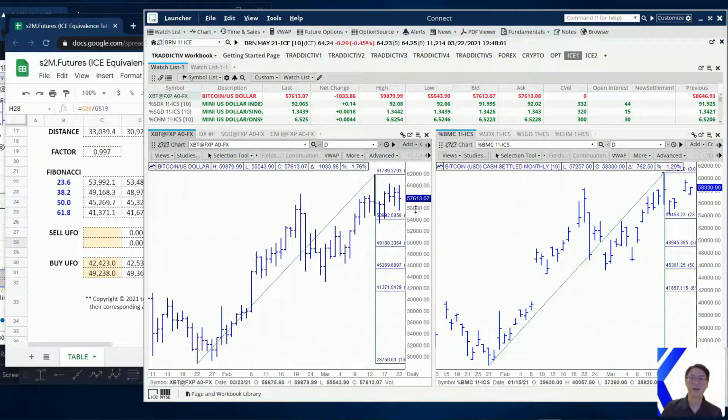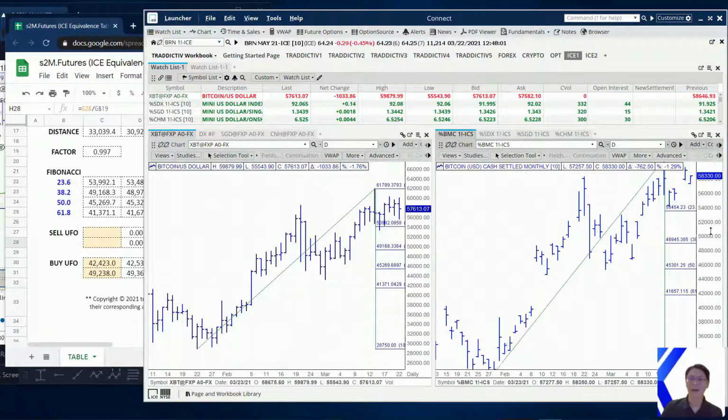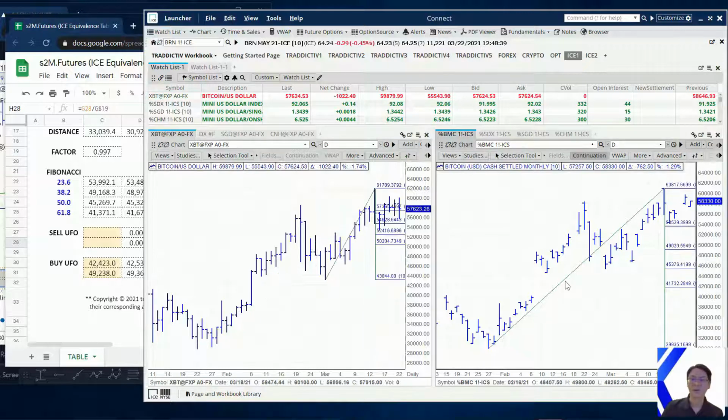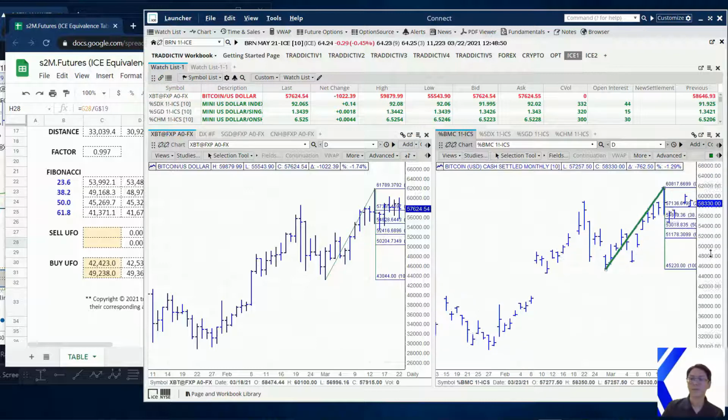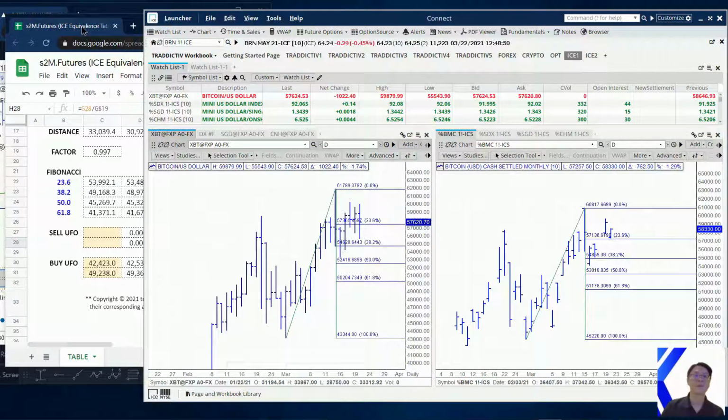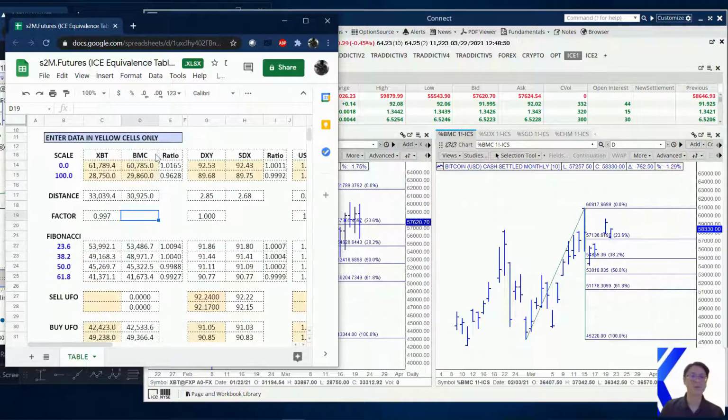So again, we have the daily charts on both of these markets, and we identify the highs and the lows. And let's say that you want to look at the more recent swing. So we take the highs and the lows, using the Fibonacci tool, and we see what those values are, and we enter those numbers into our equivalency table.